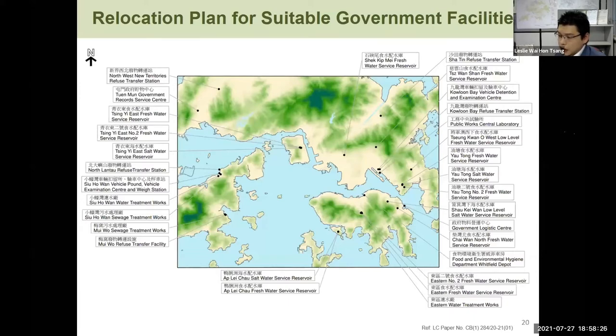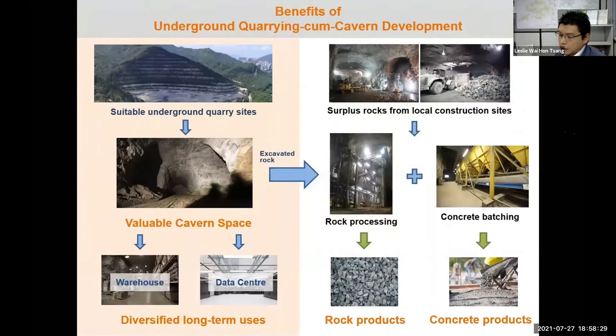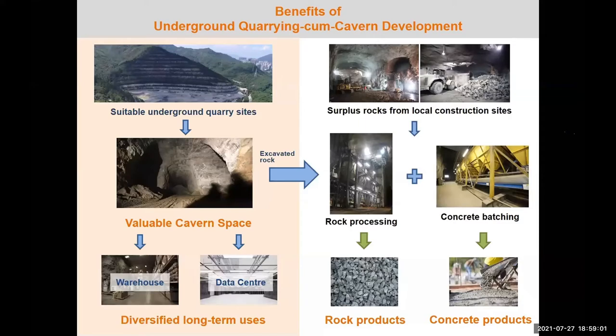Another enabling measure is underground quarrying in conjunction with cavern development. There are a lot of benefits to using underground quarrying as an implementation means. On one hand, we can identify suitable underground quarrying sites and create valuable cavern space. In the long term, the cavern space can be used for various kinds of facilities. On the other hand, the excavated rock can become rock products and also concrete products as an associated benefit.